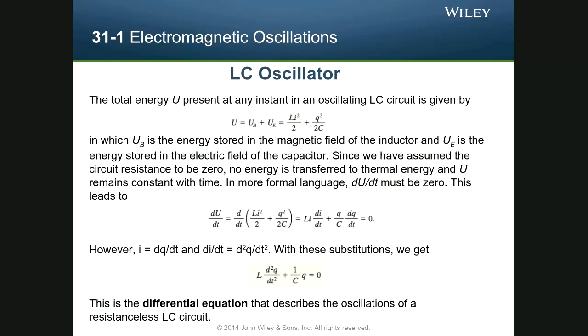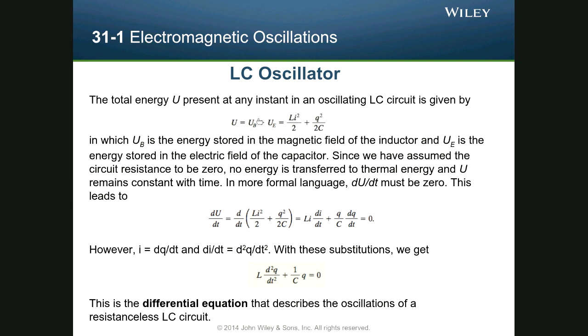So now this is kind of fun because this is essentially how you set up equations in advanced physics. This is kind of taking the training wheels off. In order to analyze and come up with an equation of motion for the LC oscillator, you'll notice we look at the total energy present at any instant in an oscillating circuit. It's just the sum of the two energies, right?